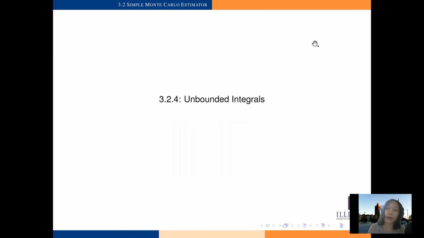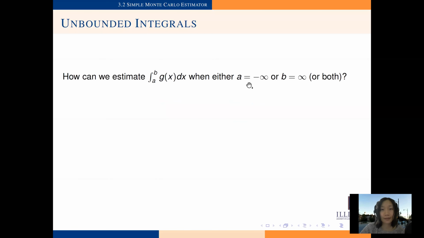Now let's consider unbounded integrals. This is the case where one of a or b is not bounded. So for example, a is equal to negative infinity, or b is equal to infinity, or this both holds. So a is equal to negative infinity and b is equal to infinity.